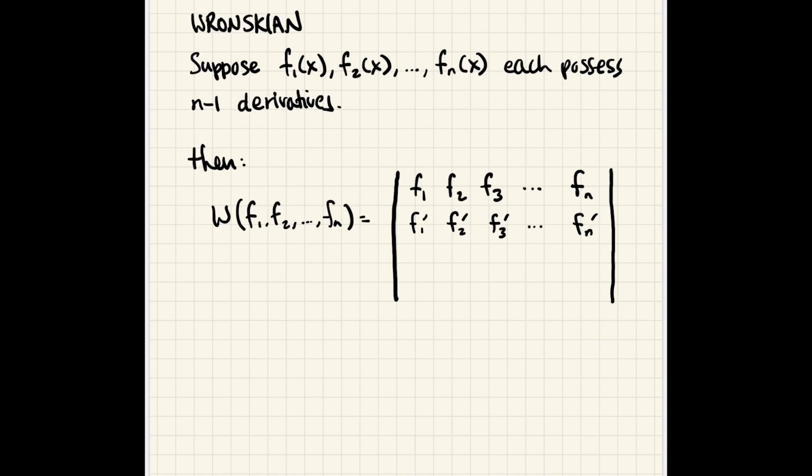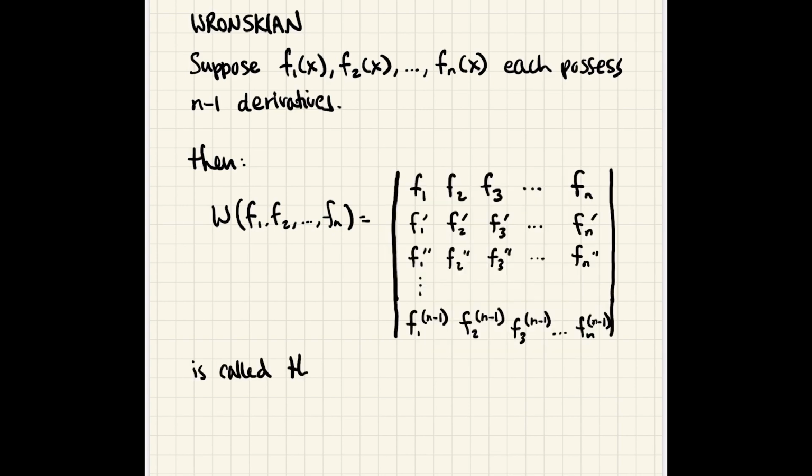Then the row below that will be the second derivative. And you keep going down until you get to the n minus 1th derivative. So that would be the first function, n minus 1th derivative of it, and the second function, n minus 1th derivative of it, and the third function, same thing, all the way down to the bottom right corner, which is the nth function at its n minus 1th derivative. So this thing is called the Wronskian of the set of functions.